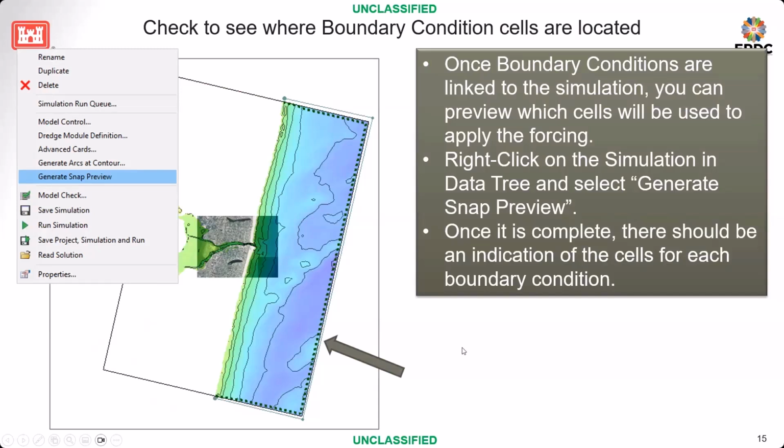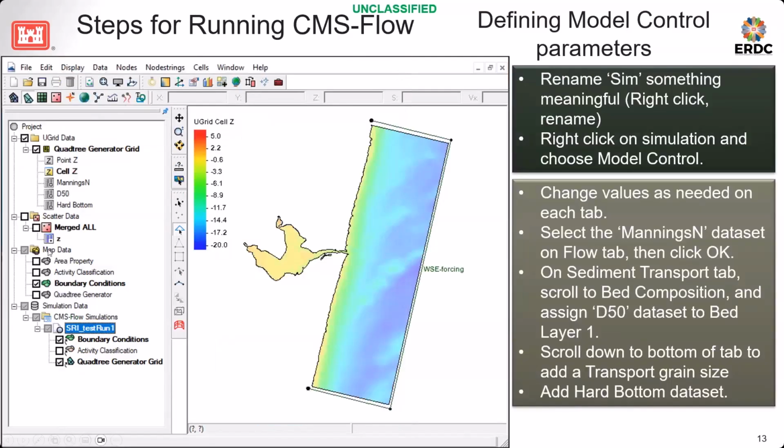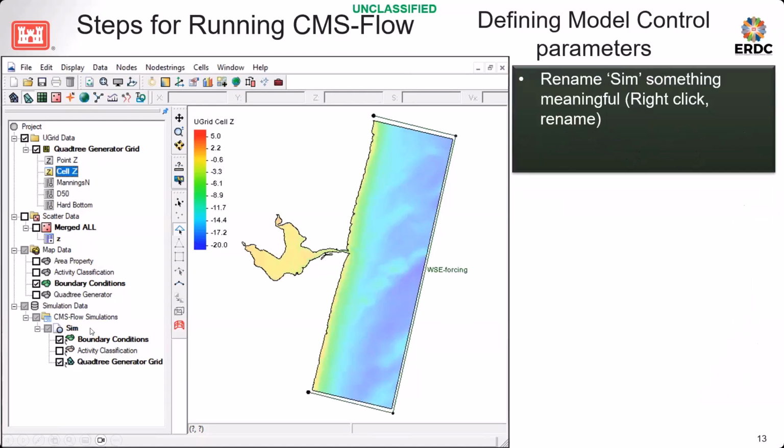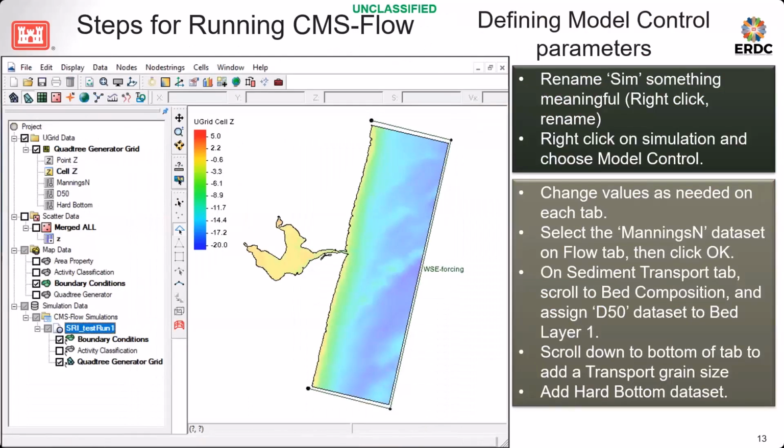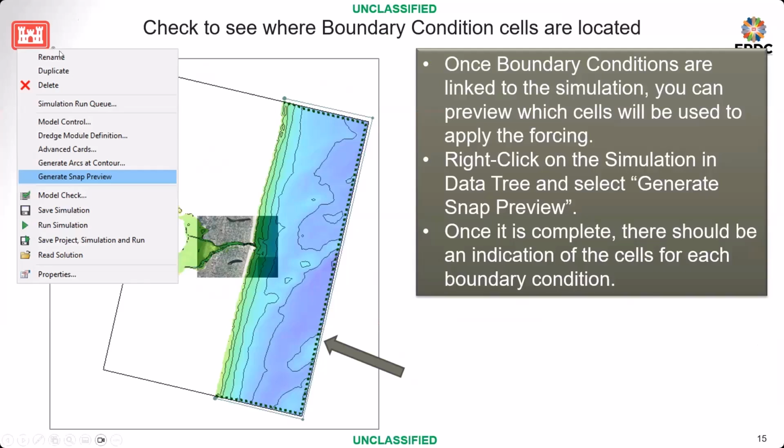So earlier I mentioned that there's a way for you to see which cells are affected by the boundary conditions, and that is the snap preview. Let me go back to another page here. Sorry. If you right click on this model, there are several different options, and one of them is generate snap preview. Let me just show what that looks like. It brings up this list, generate snap preview. It doesn't ask for anything. It just goes out there and does it.